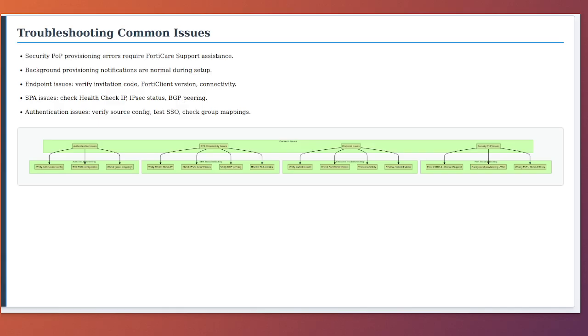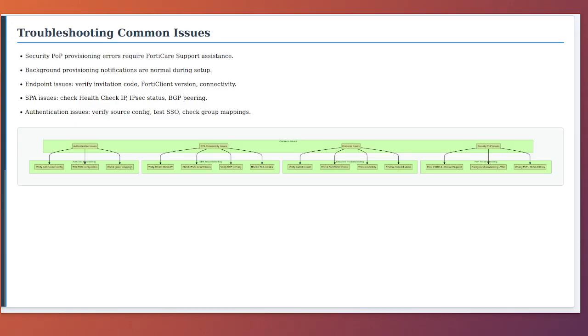When endpoints are connecting to a security POP that is not the closest geographically, this is typically due to DNS-based load balancing or anycast routing selecting a POP based on network path rather than physical location. Check the latency to different POPs using the Appendix C tunnel performance guidance to evaluate if the selected POP provides acceptable performance. For SPA connectivity issues, verify that the HealthCheck IP is reachable and responding to ICMP.